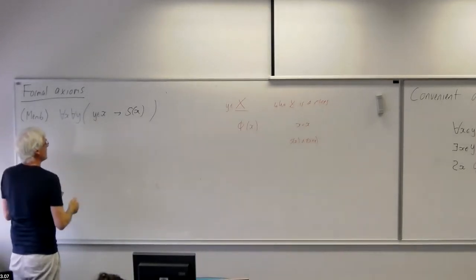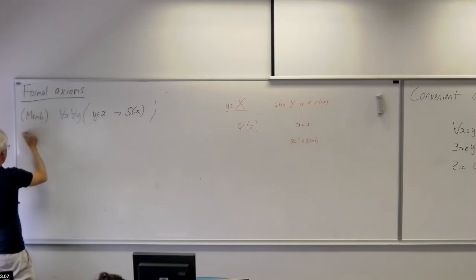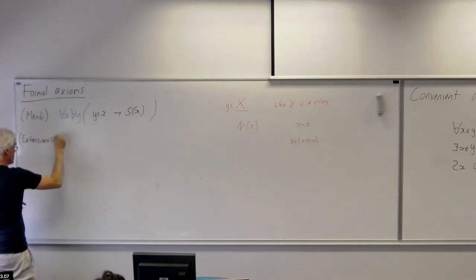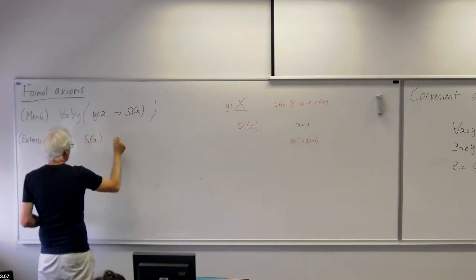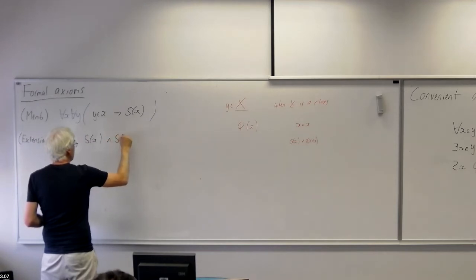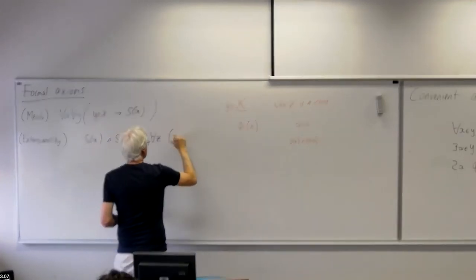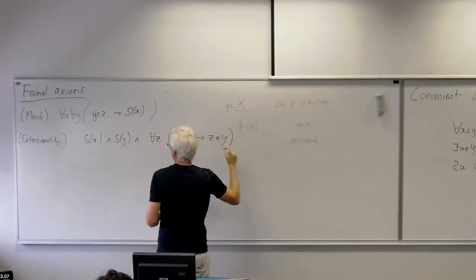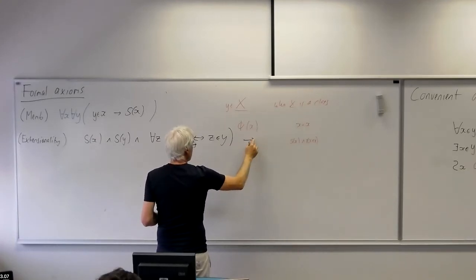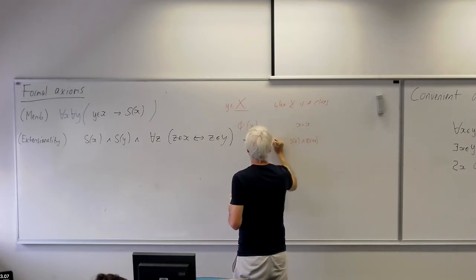So this axiom is stating the interrelation between being a set and the membership relation. Then we've got an important axiom called extensionality, which tells us when two sets are equal. It says, for all X and for all Y, if X is a set and Y is a set, and for all Z in the universe, Z belongs to X if and only if Z belongs to Y, then X equals Y.